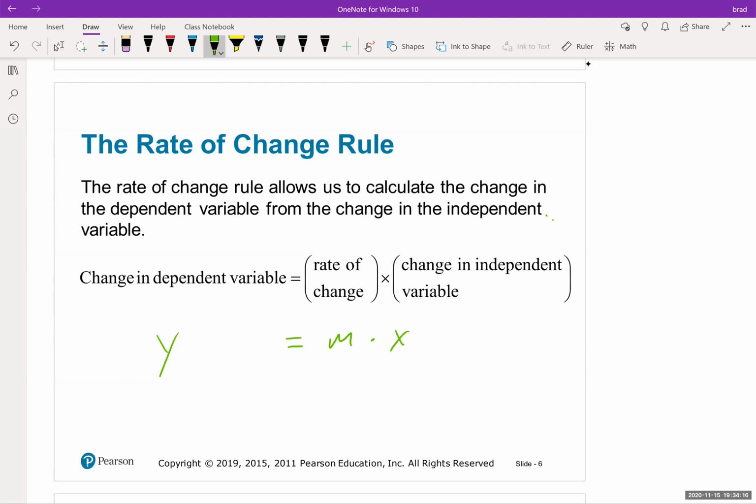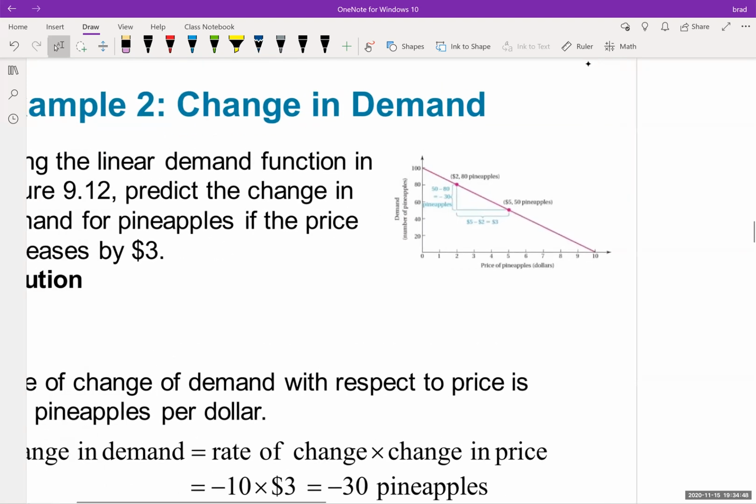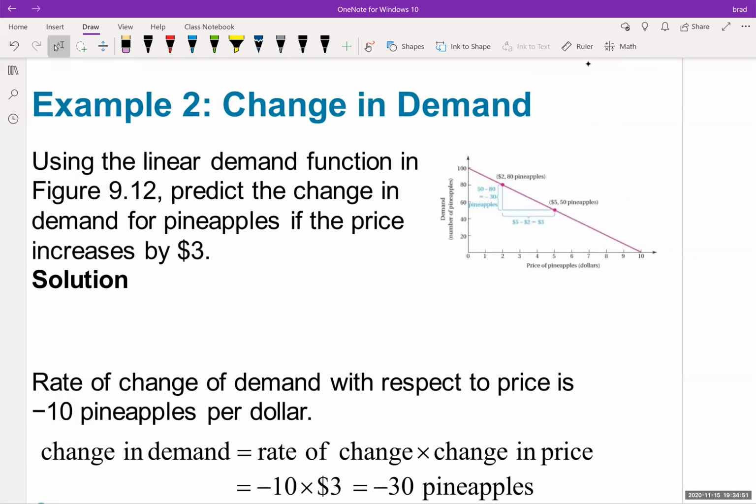How can I do this? Yeah, let me come over here real quick. They kind of word it funny. Okay, so using the linear demand function in figure 9.12, predict the change in demand for pineapples if the price increases by $3. Okay, so hold on, let me get caught up in my notes right here. Okay, so here it says using the linear demand function in figure 9.12, so that's this guy right here. Predict the change in demand for pineapples if the price increased by $3.